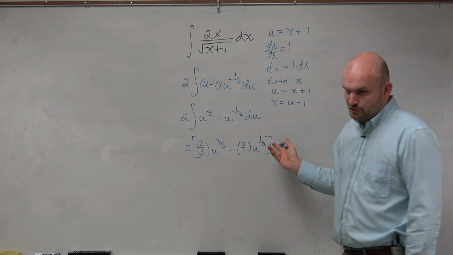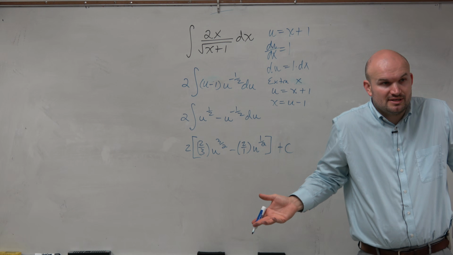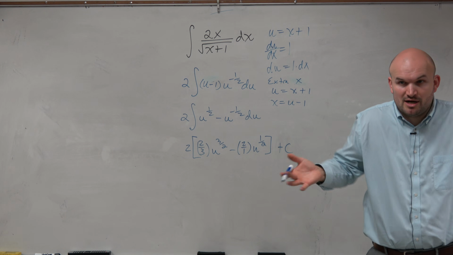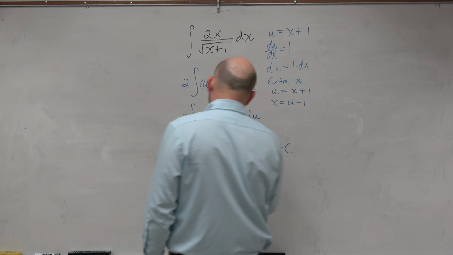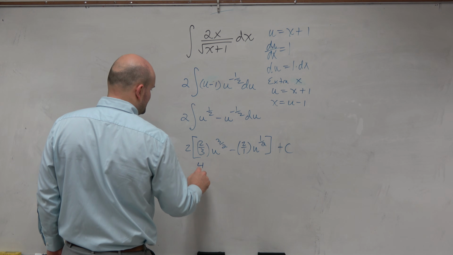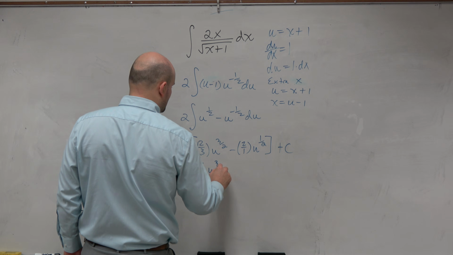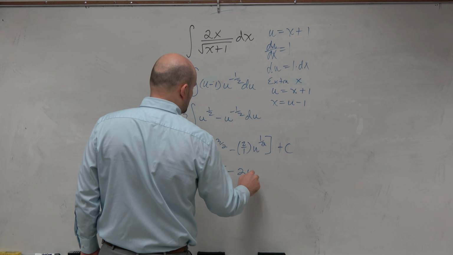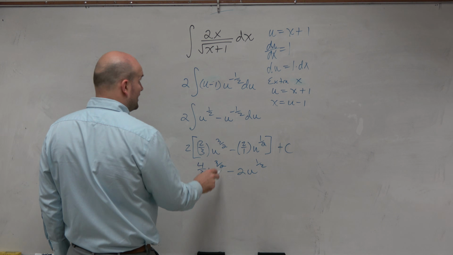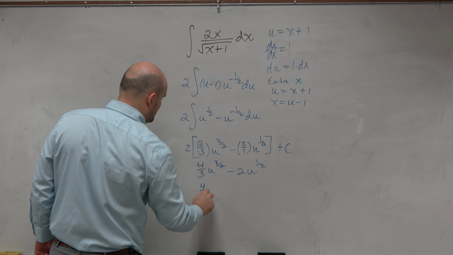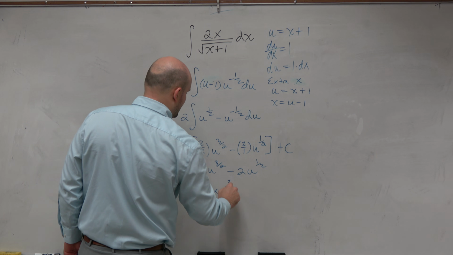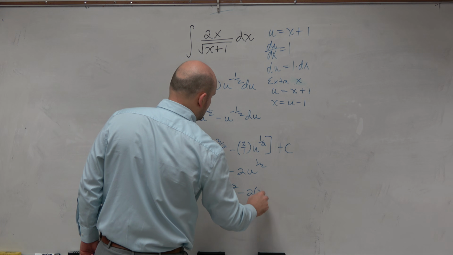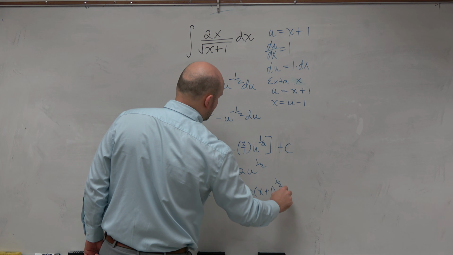And you could distribute the 2 times c, but again, what does c just represent, guys? It just represents our constant, right? So it doesn't matter if it's c or 2c or whatever else. It just represents any general constant. So therefore, this simplifies to 4/3 u to the 3/2 minus 2 u to the 1/2. And then I just replace in my u, which would be 4/3 times x plus 1 to the 3/2 minus 2 times x plus 1 to the 1/2 plus c.